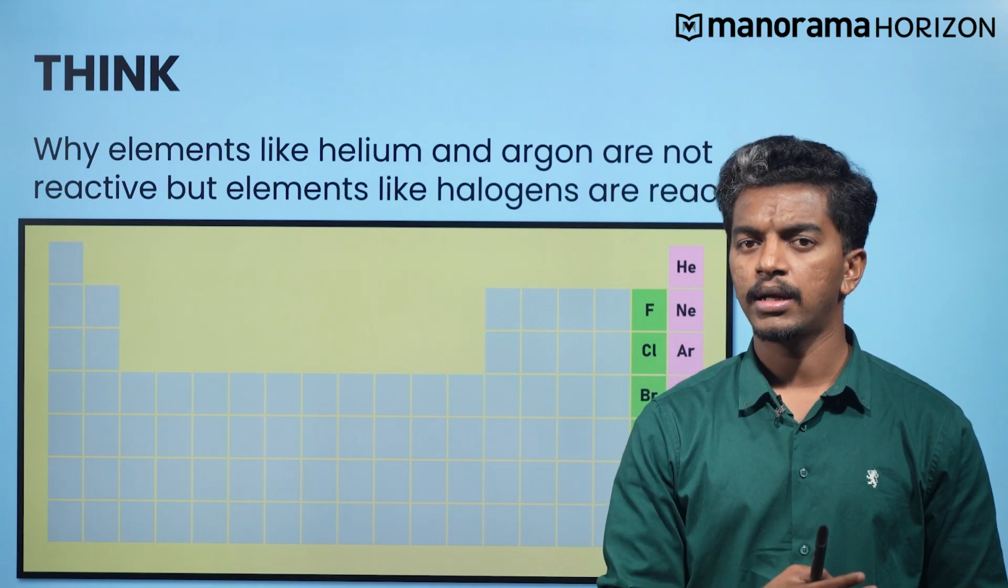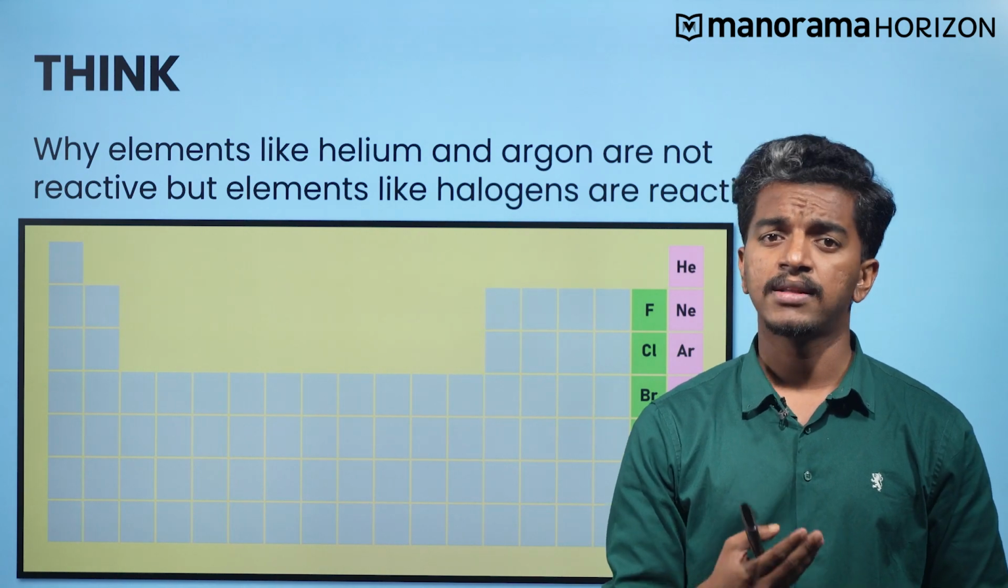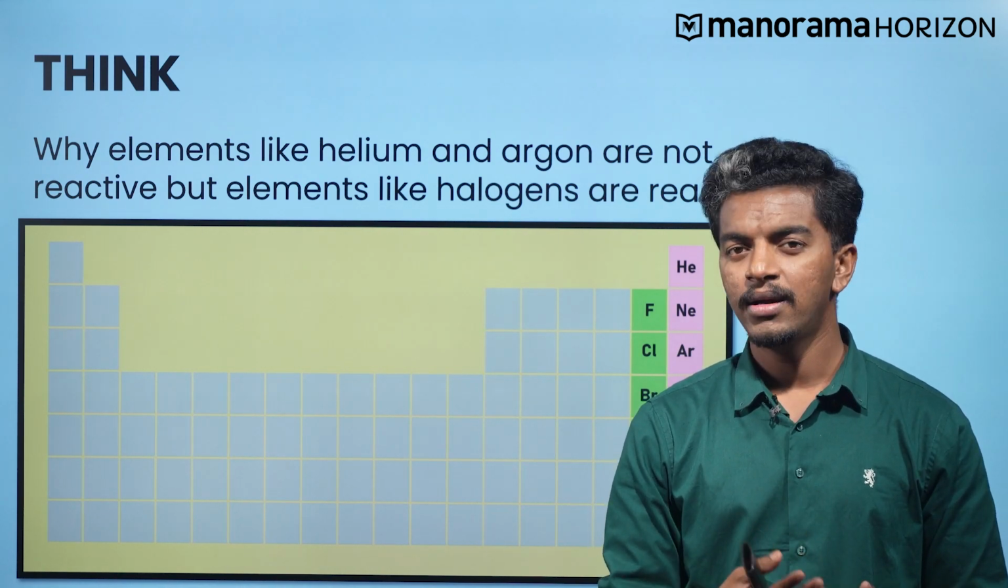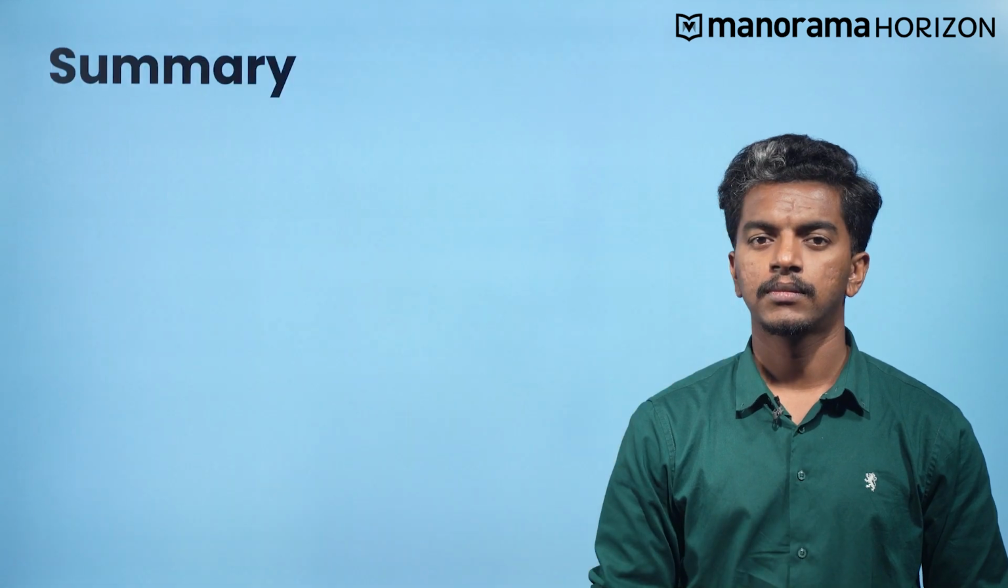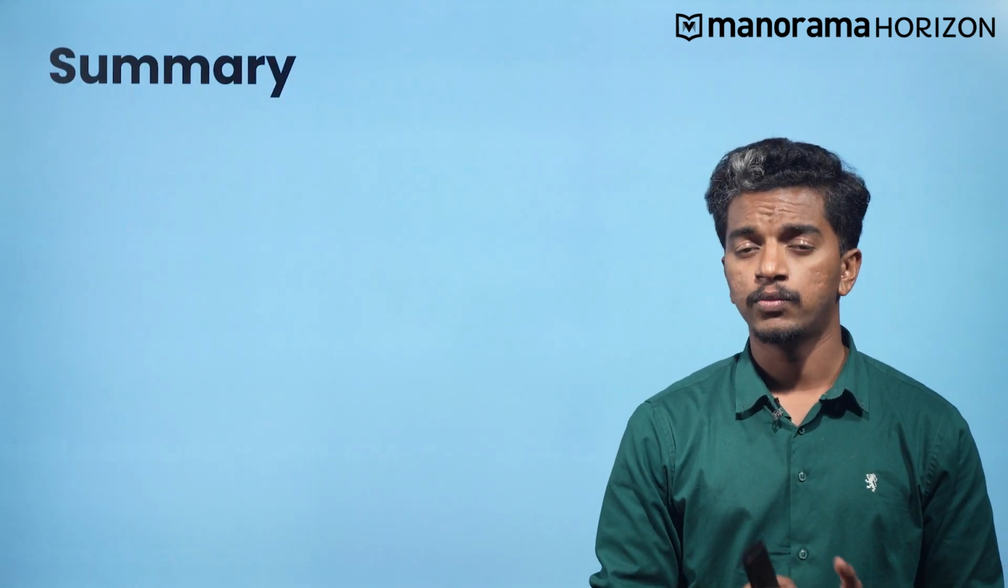Now, based on the learnings of electronic configuration stability, try to find the answer to the question: why elements like helium and argon are not reactive, but elements like halogens are reactive? Well, try to figure out the answer. With this, let's summarize what we have learned.